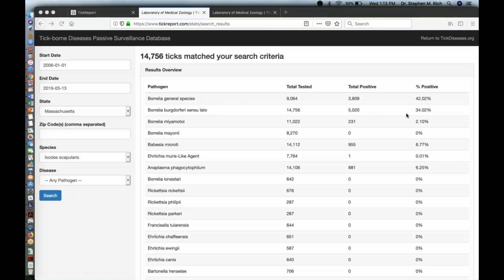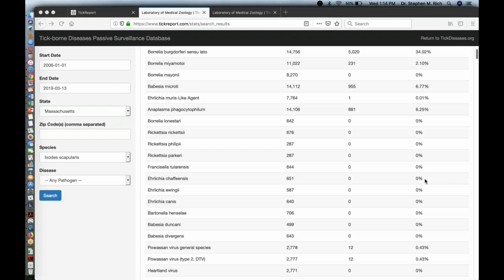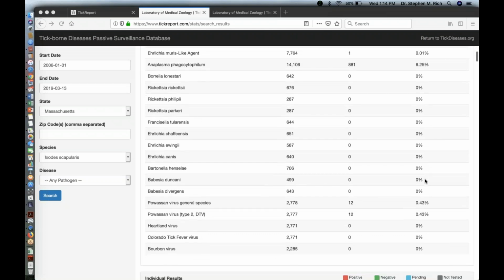So, for example, I had told you that Borrelia miyamotoi, the third line here, we've now tested 11,000 ticks, 231 were positive, for an infection rate of about 2%. Likewise, Babesia microti, statewide, close to 7% infection rate. Anaplasma, the agent of anaplasmosis, around 6%. And then you can see the numbers for other things.